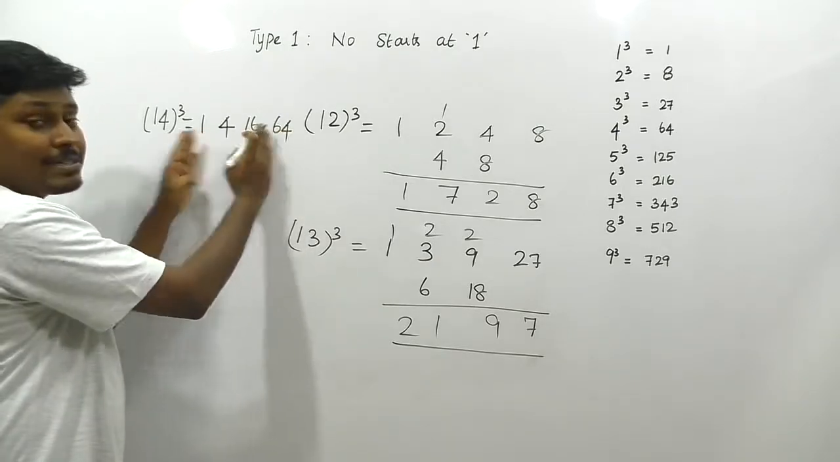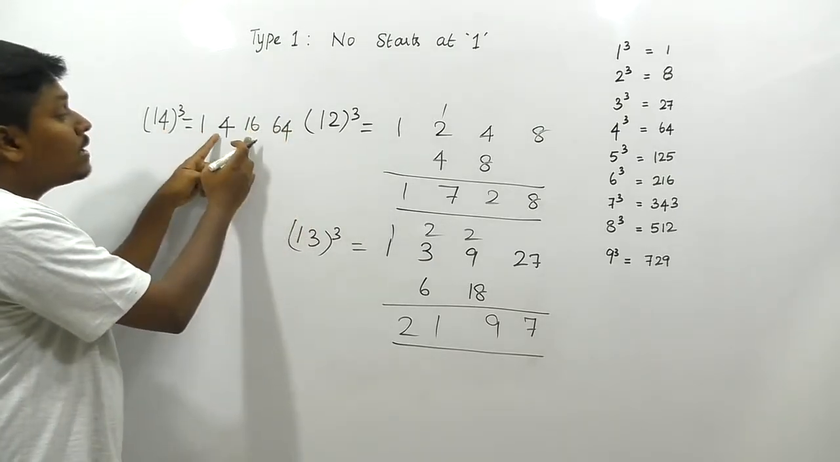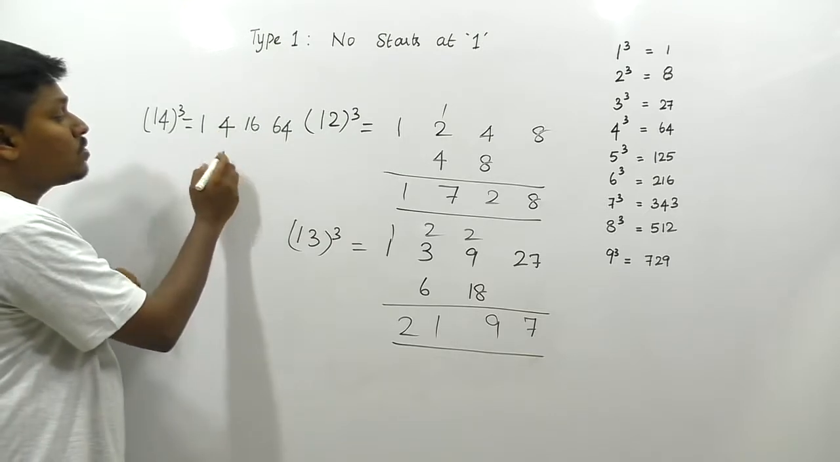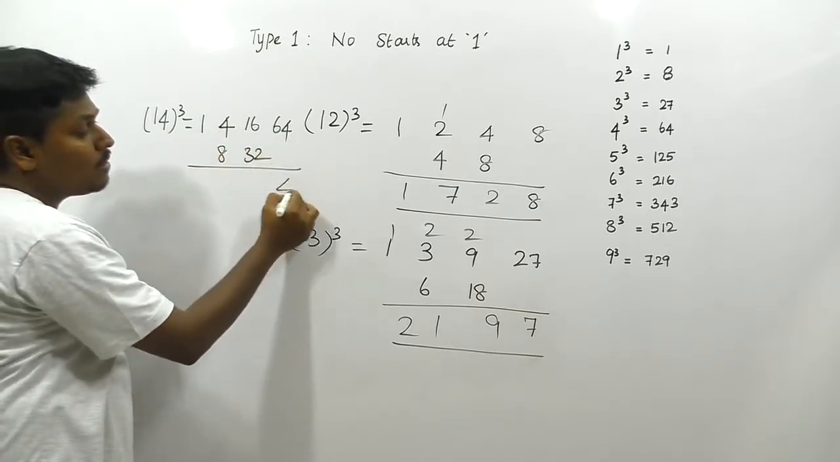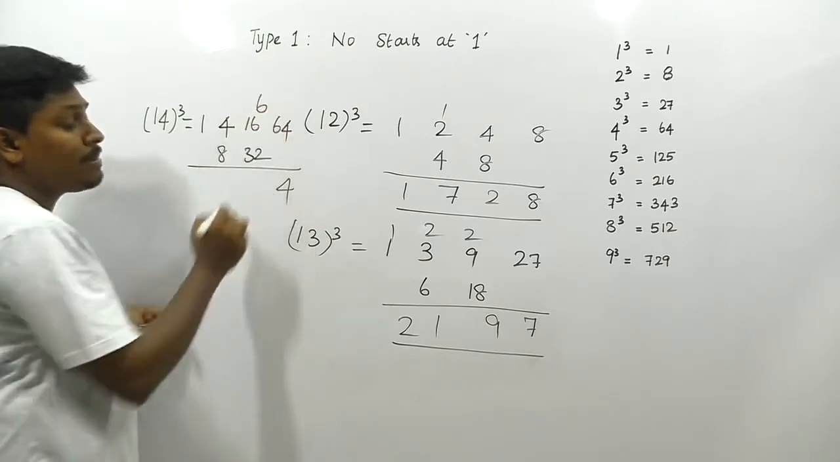Leave the first and the last number, right? So double the center two numbers. 4 should be doubled as 8, 16 should be doubled as 32. So here it is 64, write only 4, and 6 as remainder.